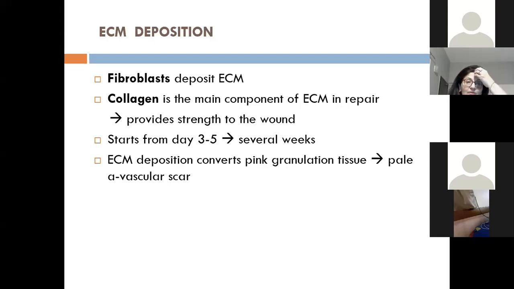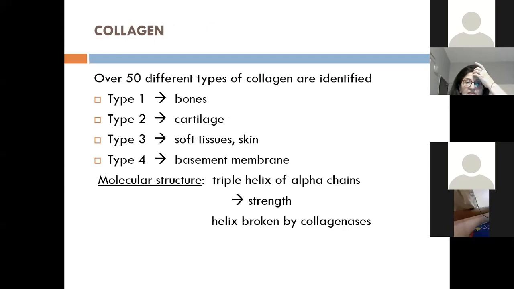Once a scar is formed, okay, there are so many types of collagen in the body. Over 50 collagens have been described in the body, but these are the 4 important types of collagen. Type 1 collagen is seen in the bones. Type 2 is seen in the cartilage. Type 3 is the main collagen in the soft tissues and skin. And type 4 collagen is in the basement membrane of the cells. So these 4 types of collagen are important to know where they exist.